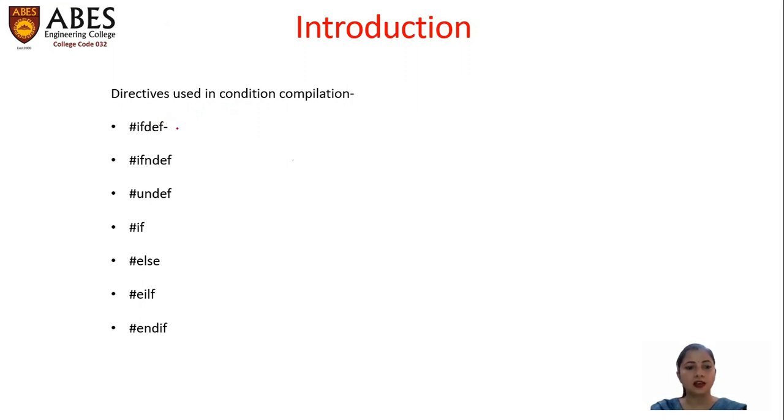Number one is #ifdef. What is the use of #ifdef? It returns true if a macro is defined. We will discuss all of these preprocessor directives with the help of examples. Let us first discuss the role of each of these preprocessor directives. #ifndef will return true if the macro is not defined.